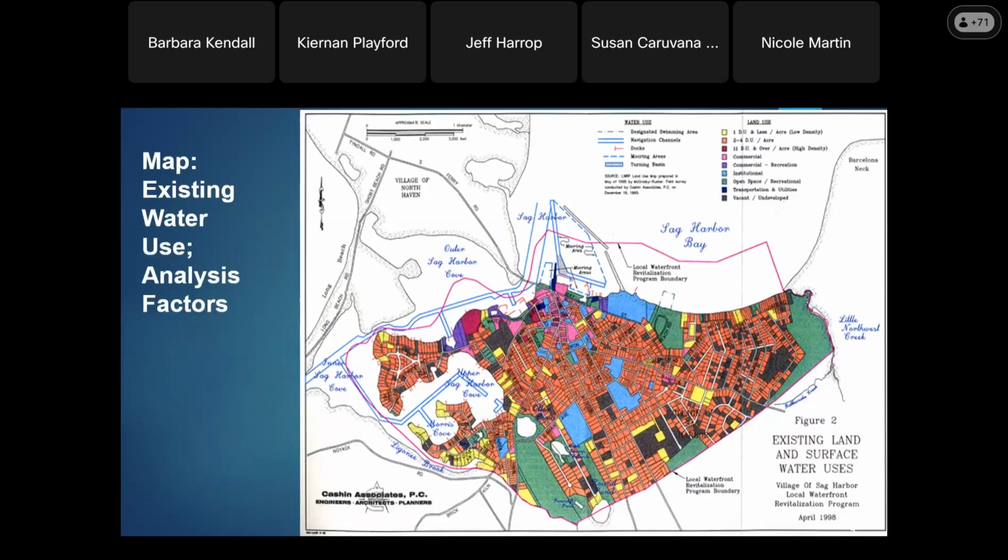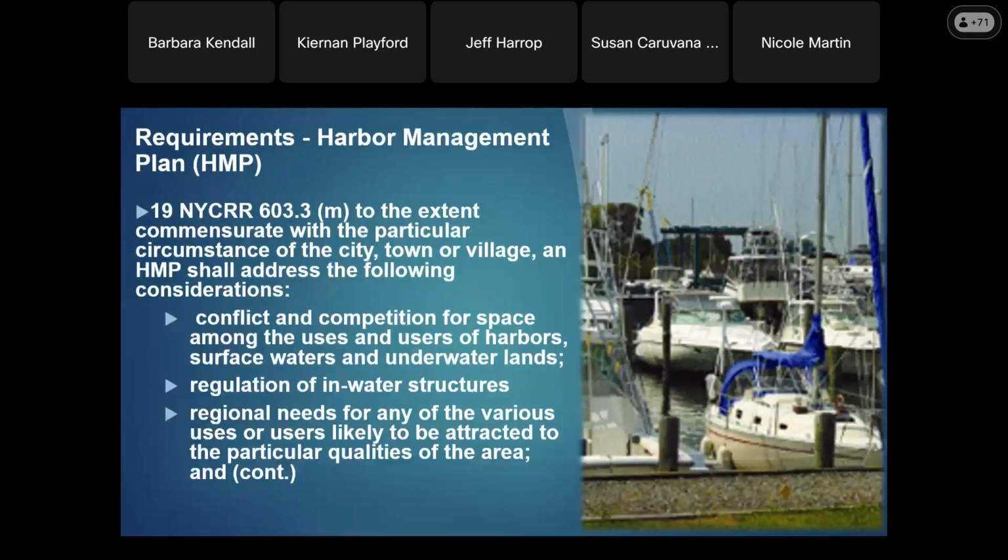This is an example map from the village of Sag Harbor on Long Island, and shows both existing land and surface water uses on the same map because, as we all know, land uses affect the water. So this is just an example. It's to show how you can depict land and water uses together on one map. If you have a busy waterfront, it might be good to separate them. It all depends on your circumstances.